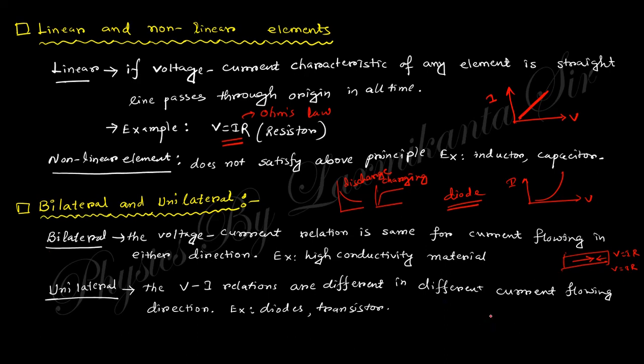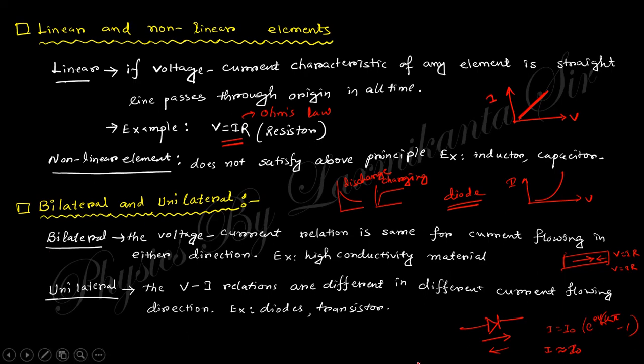And unilateral: suppose you have a diode. When the current flows in the forward direction, I equals I0 times exponential of eV by eta kT minus 1, like that. But in reverse, this tends to I0, the saturation current. So this is not the same in the opposite direction. That's why this is called unilateral. Unilateral means when you change the direction of the current flow, the relation between I and V changes. But when they are the same, this is called bilateral.